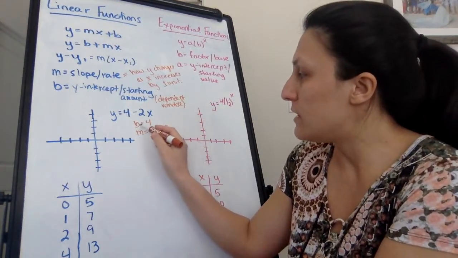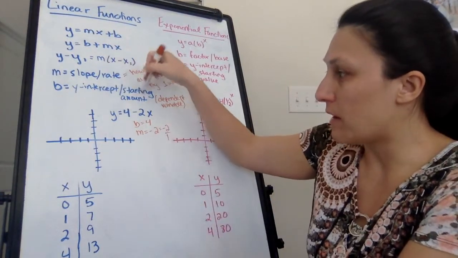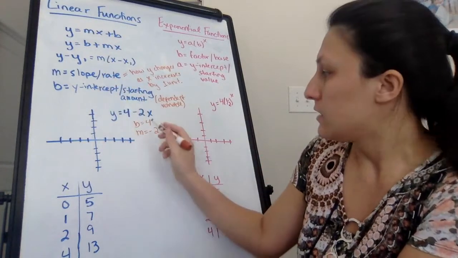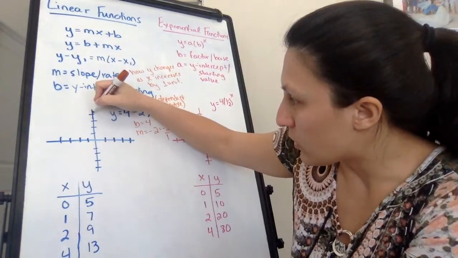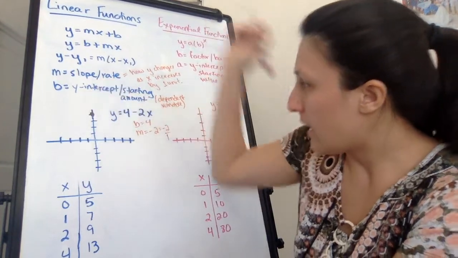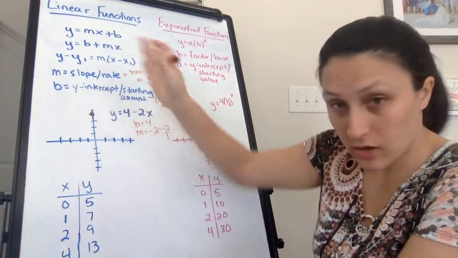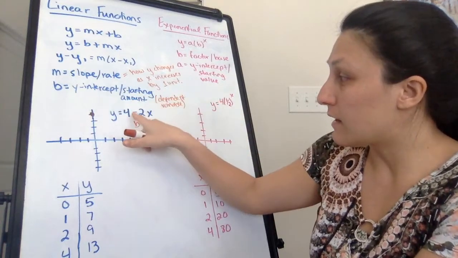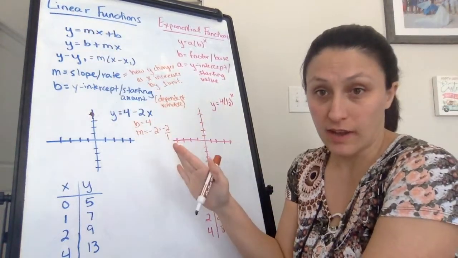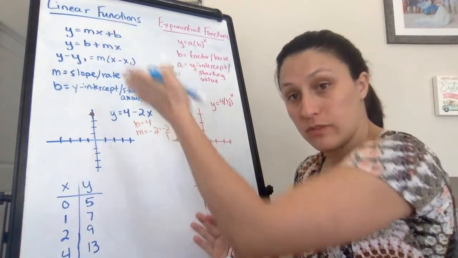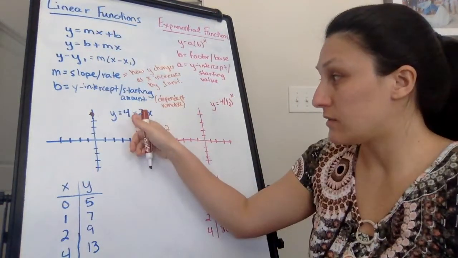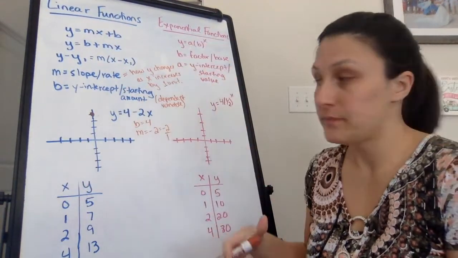So b is 4, that's the starting amount in terms of the y. So start up here at 4. And then the slope tells you how quickly or how steep to draw this line. If it's a negative value, that means it should be a decreasing line. When you read it from left to right, it should be falling. If this were a positive value, then this would be an increasing line.